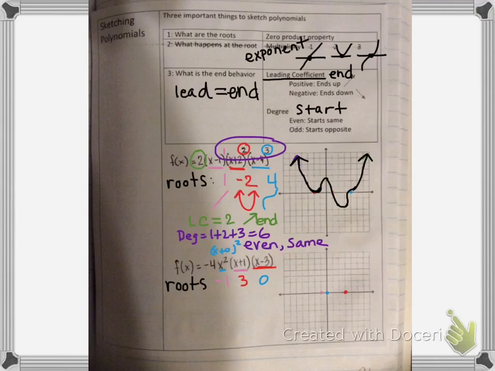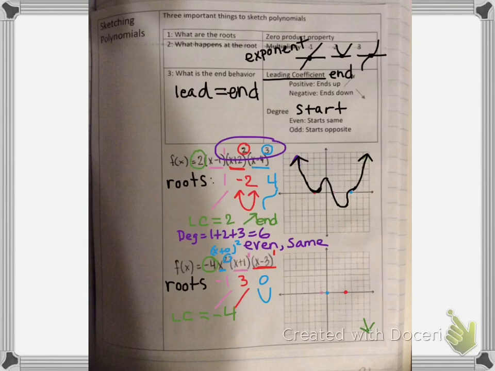Now we should say what happens at all of them. So I'm going to go look at my pink one. That is a 1 right there, so that's going to go straight through. My red intercept here at 3, that is also a 1, so that's going to go straight through. And my last one at 0 is squared, so that means I'm going to bounce at 0. Okay, now I need the leading coefficient so that I can get the end of my graph. My leading coefficient is -4. I don't really care that it's 4, I just care that it's negative. So this graph is going to end downward.